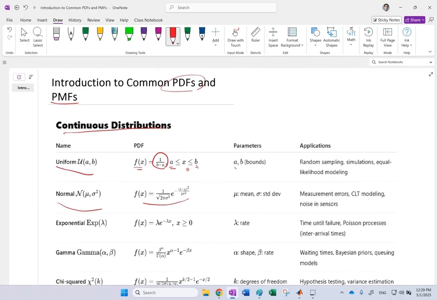So the two parameters are only the range over which it is defined. It is used a lot in random sampling. As I said, if you want to give all points in the range the same chance of being picked, then use this uniform distribution.